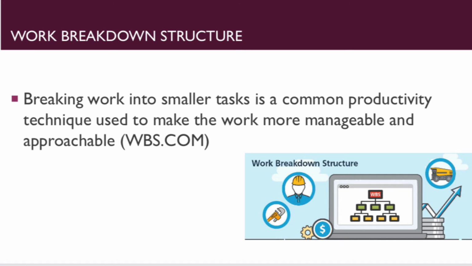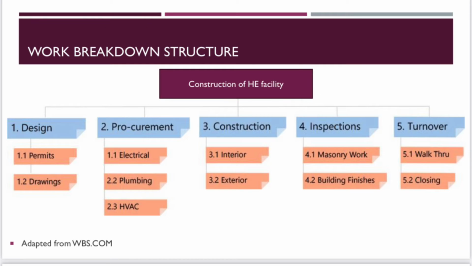Further to this, it is important when completing a project that managers look at the work breakdown structure. This is where you break down tasks into smaller ones, a common productivity technique used to make the work more manageable and approachable. For the higher education facility to be built, there need to be 5 different elements of the work breakdown structure: design, procurement, construction, inspections, and turnover, which are broken down further into several different elements. To take this further onto the next step, project managers will need to do a level 2, which will involve allocating money to each sector.